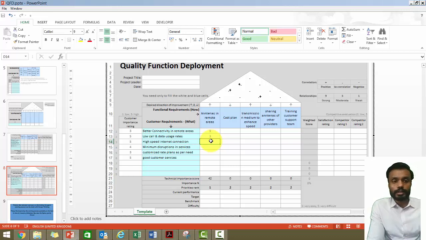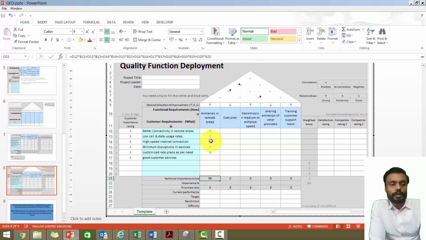Customized rate plan and antennas could be moderate. Good customer service and antennas, no relation, you put 0. So once you do this, you would get the technical importance score over here. How this is calculated is, this 9 would be multiplied with your 3, the customer importance rating.